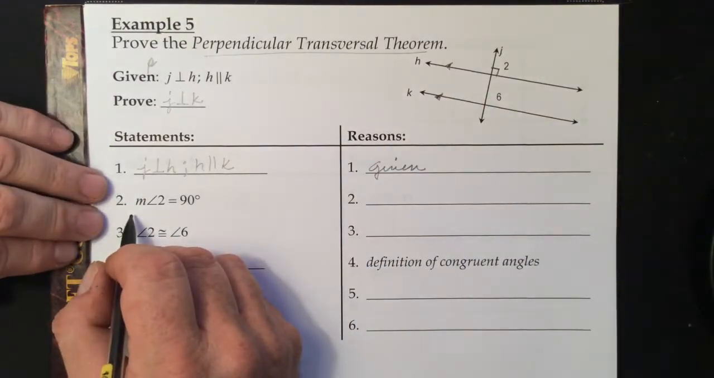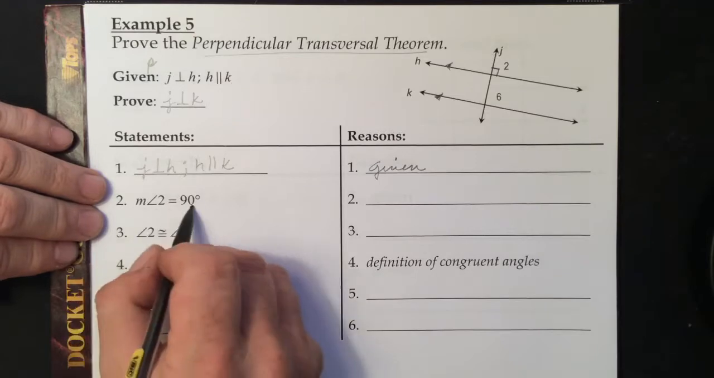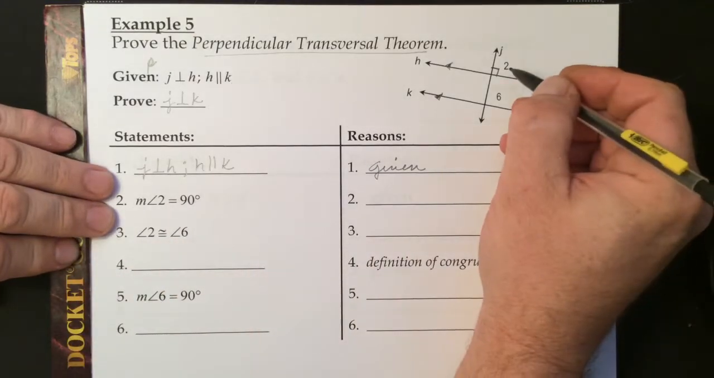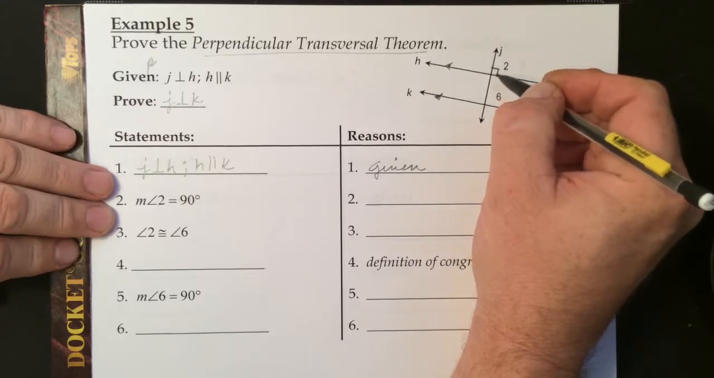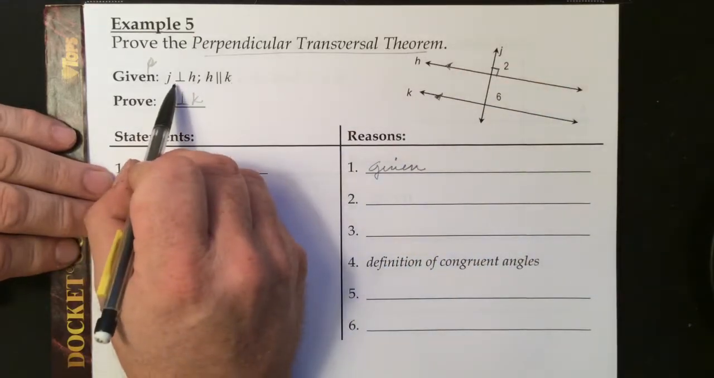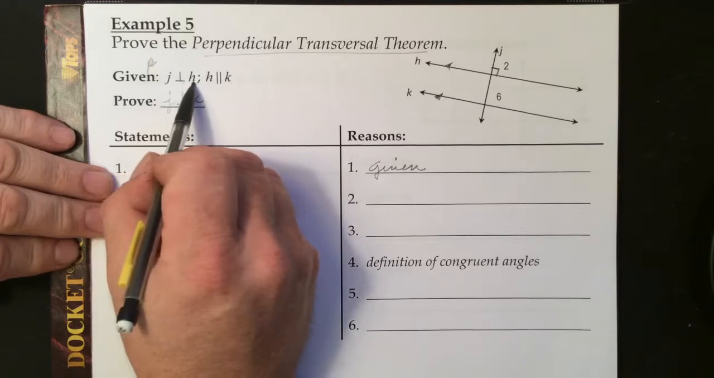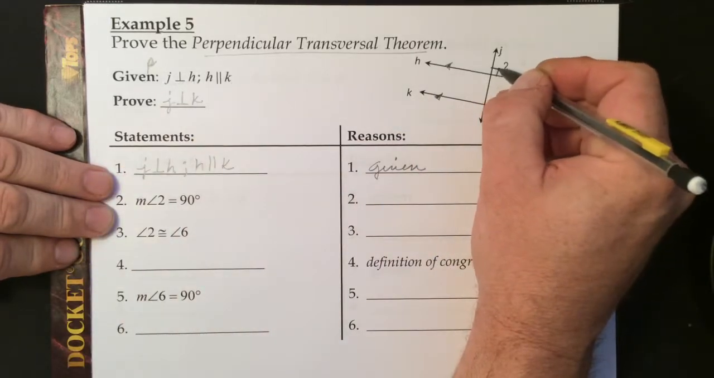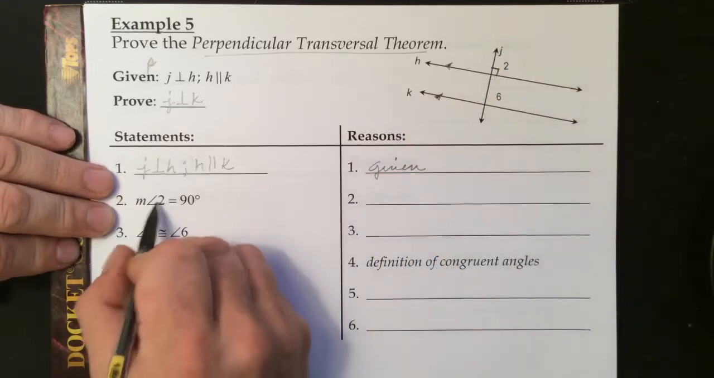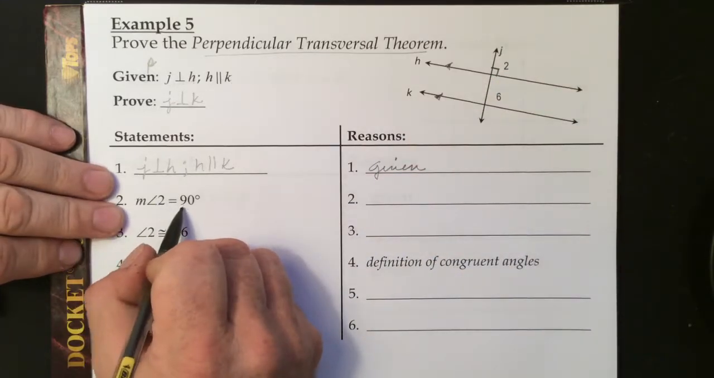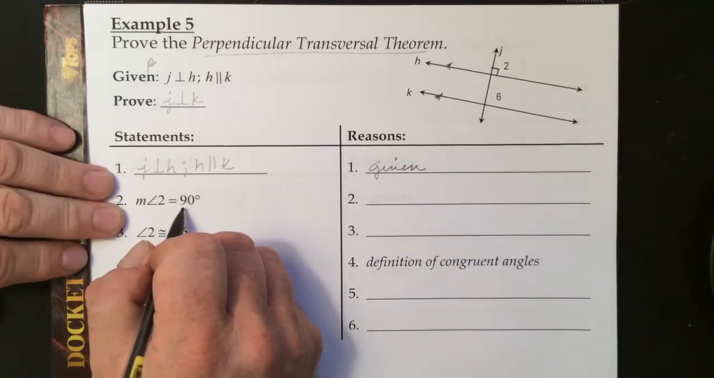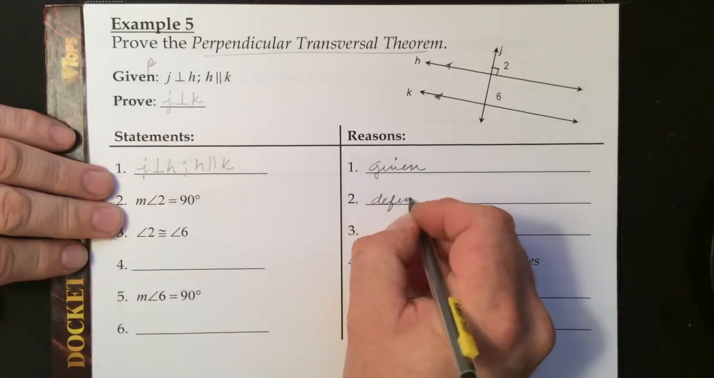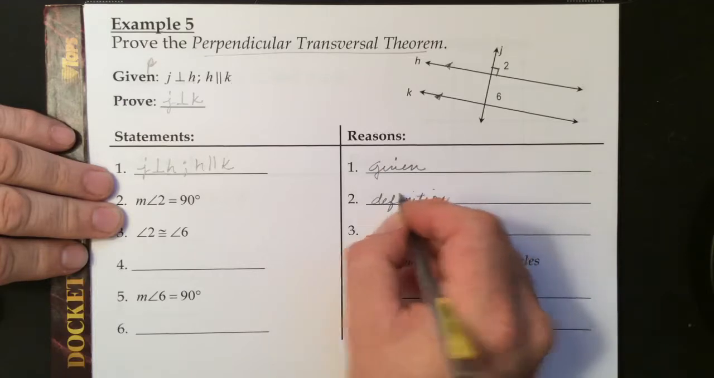Okay, then statement 2, we have the measure of angle 2 is 90 degrees. Where did they get that? So come over here to angle 2. We marked it with a right angle symbol because they told us up here that H was perpendicular to J, or J is perpendicular to H. So if two lines are perpendicular, then the angles are right. And if the angles are right, they measure 90 degrees. So this is the definition of perpendicular lines.